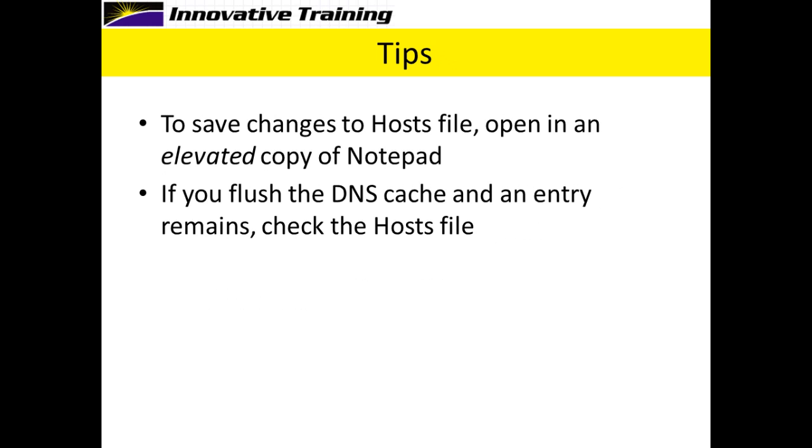Now, on a client, Windows 7 or newer, the host file is in a protected area. You can't just go out into Explorer and double-click Windows and System32 and get yourself out to the host file. What you have to do is open an elevated copy of Notepad, which means run Notepad as an administrator, and then you'll be able to see any changes to the host file. The only other way to detect if something is coming from the host file, besides actually looking at that file, is if you flush the DNS cache and an entry remains, I would check the host file, because that would probably be the only place it's coming from.